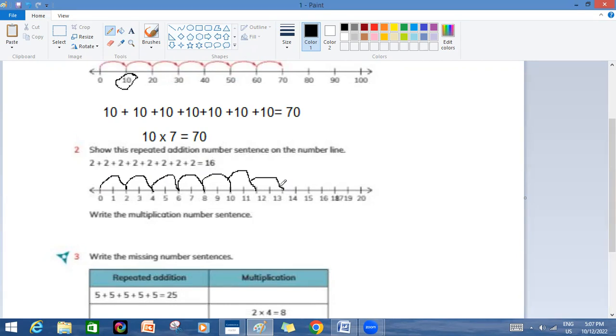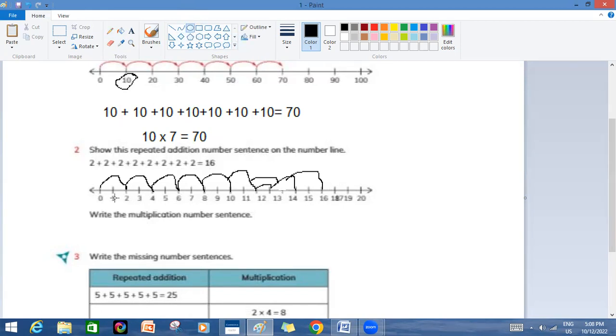So don't jump on 2, jump on 3. Here I make some mistake for jumping. From 10, you have to jump on 12. So this is 12. And from 12, we are going to jump on 14. So this is what we are going to do. We are jumping each time 2.